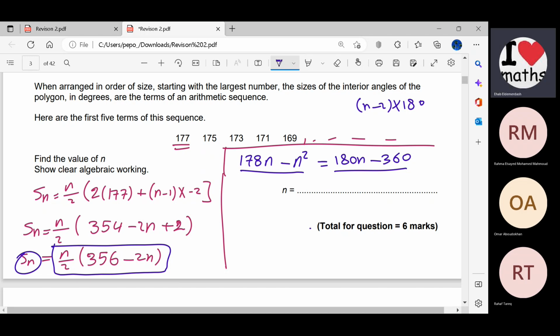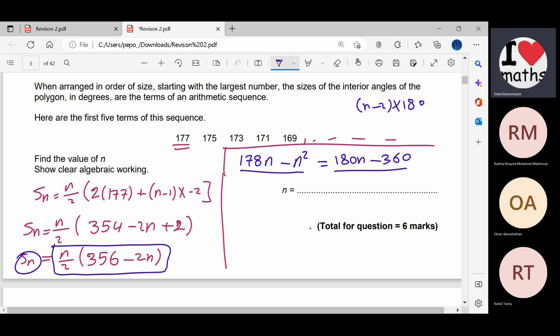I went through the sum because I know the sum of the interior angles of a polygon is n minus 2 times 180. So I get the sum of the terms, and this is the sum of the nth term. Once we get the sum of the nth term, this is equal to n minus 2 times 180. By this way, I created the relation. From this relation it's easy.